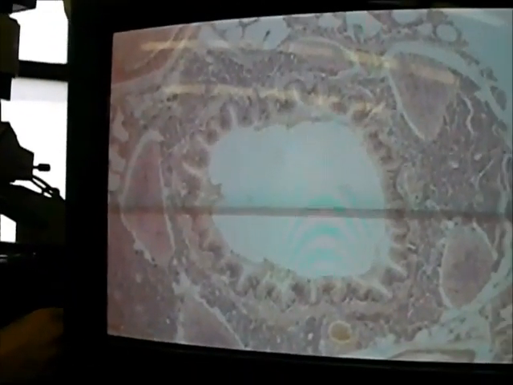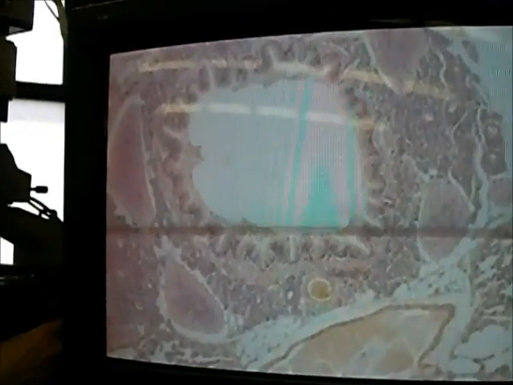Anyway, it's the bronchus. Wait, point to the big circle. This thing is a bronchus or bronchiole. The only difference between bronchus and bronchiole is size. If this were a human lung, that would be a bronchiole.